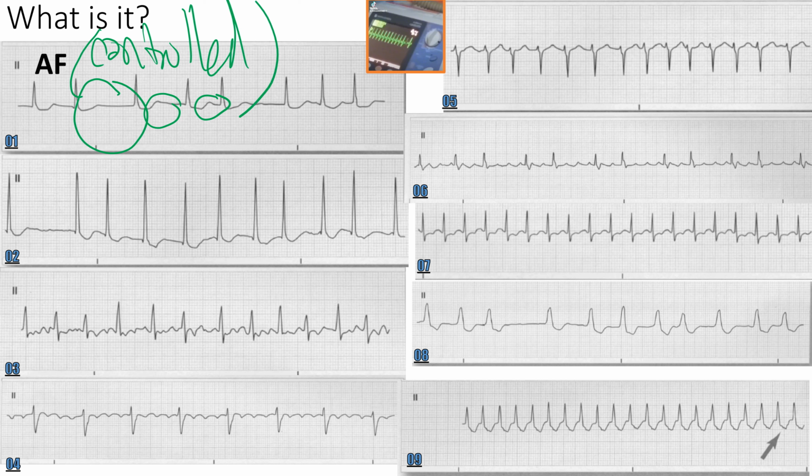Okay, and then the next one is what? AFib with rapid ventricular response. Good. AFib, RVR. AFib with rapid ventricular response. And what's the cause of AFib RVRs? Chronic AFib with fever. Yeah, you could have chronic AFib.